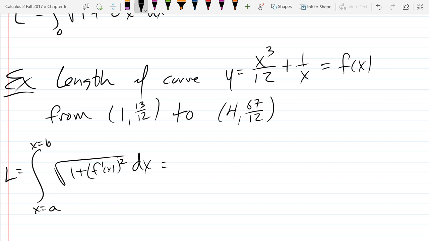All right, so I need to know f prime. Go ahead and compute f prime. Be a little careful with that 1 over x. You can always write it as x to the negative first power. The derivative is not natural log.